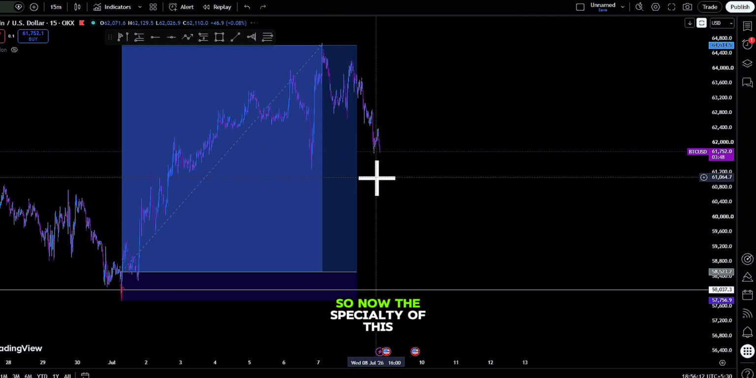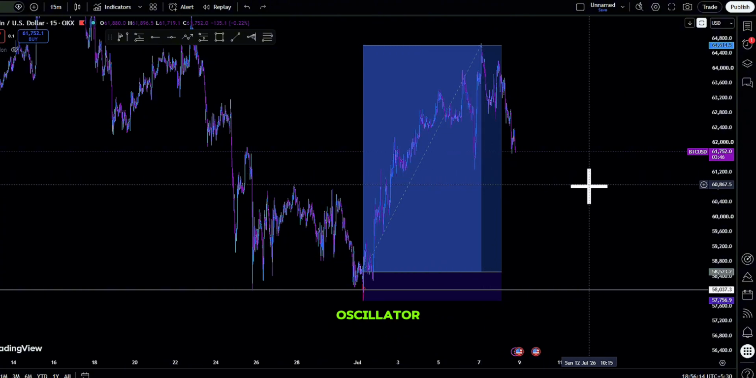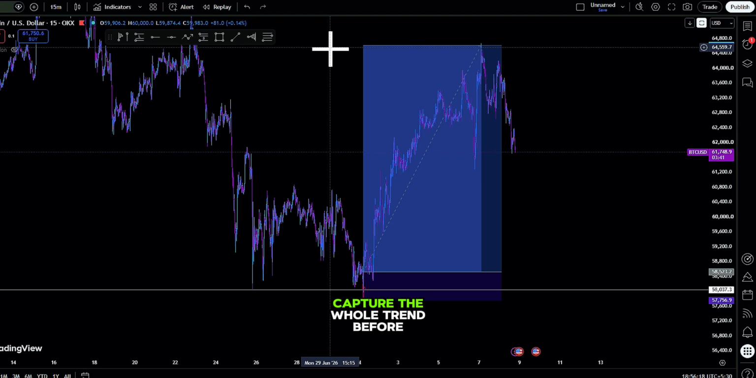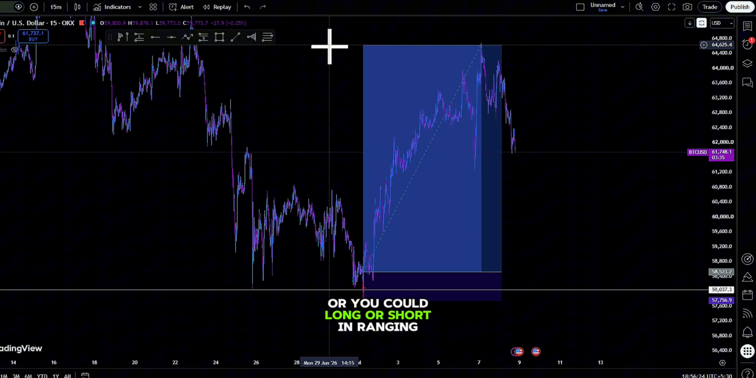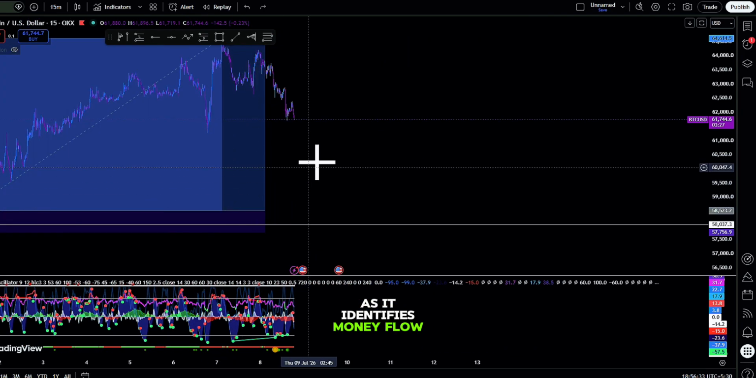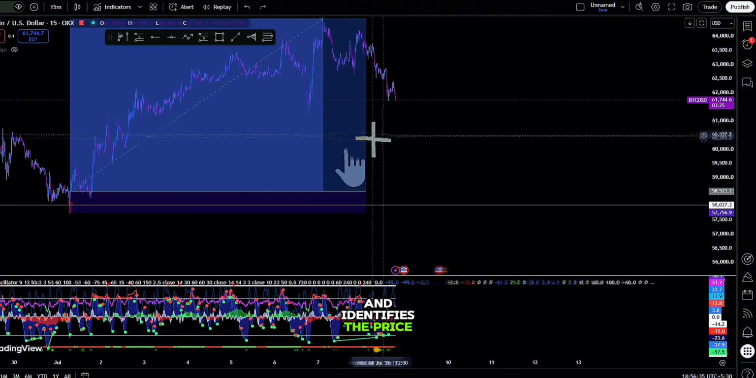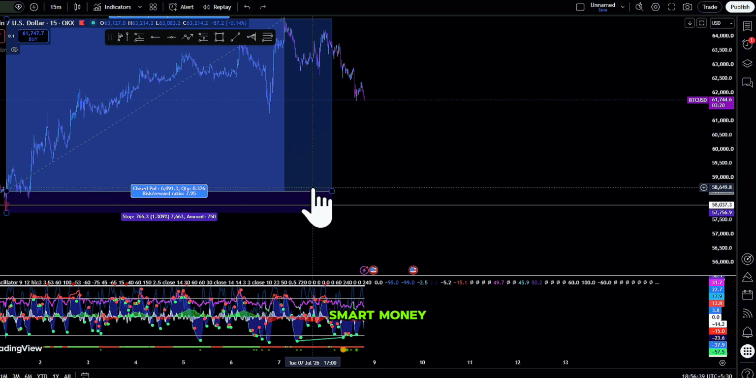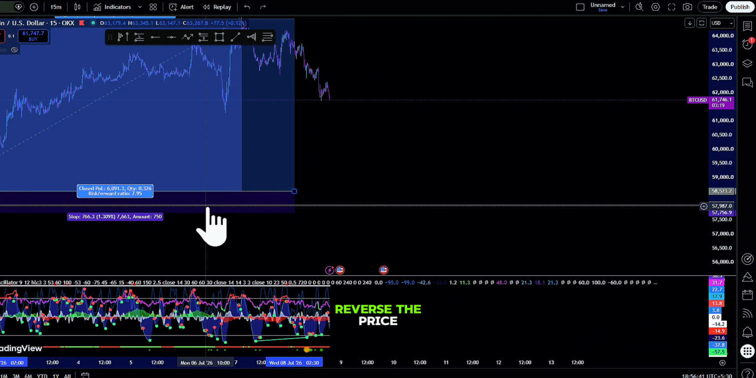Now the speciality of this oscillator and strategy is that it helps you to capture any reversal, capture the whole trend before the beginning. Like you could capture the whole uptrend or downtrend, or you could long or short in ranging markets and just capture the whole move. And note this is not a regular oscillator, as it identifies money flow, identifies the price momentum and finds divergences. Basically it helps to identify when the smart money and big players are going to reverse the price.